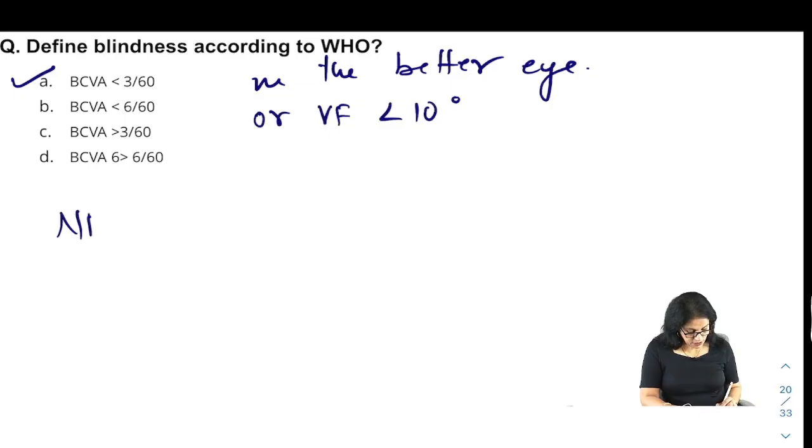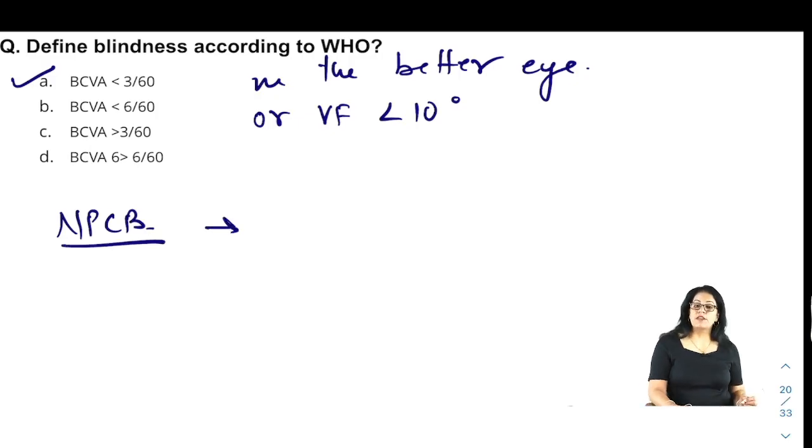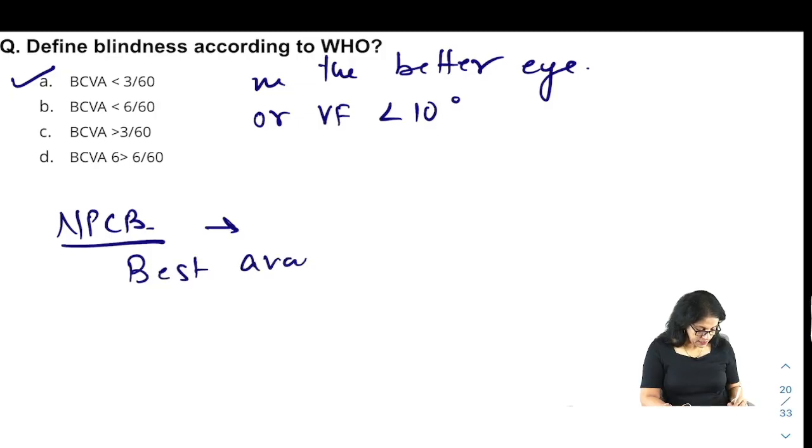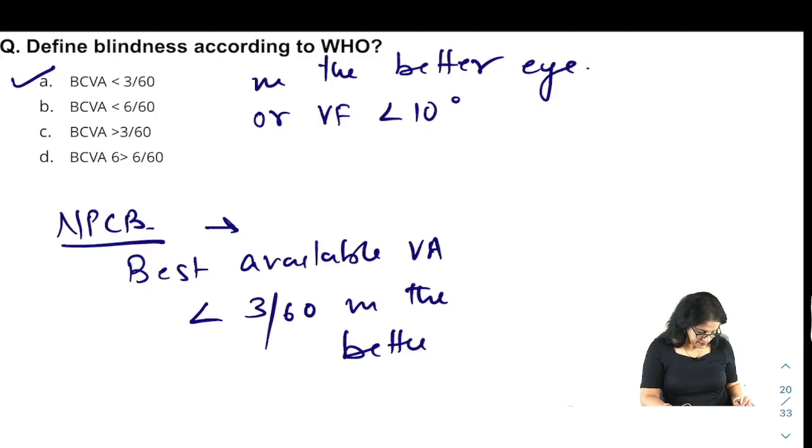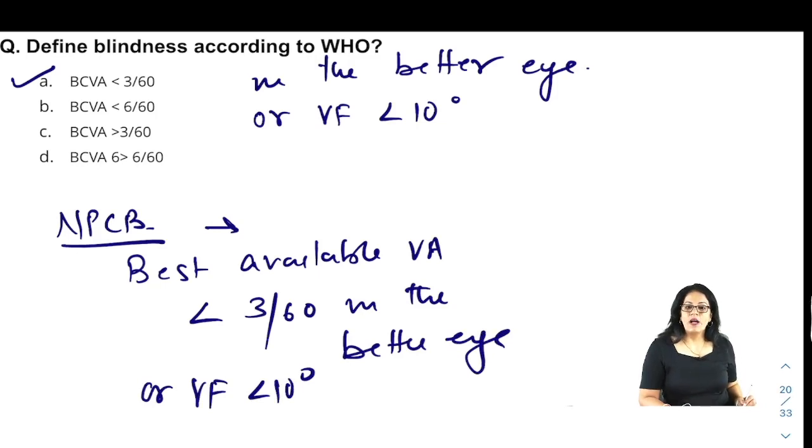NPCB since 2017 has also shifted to the same criteria of less than 3/60. Only thing different is here we will learn best available visual acuity of less than 3/60 in the better eye. Okay? Or visual field of less than 10 degrees. This is same. Okay, one more question.